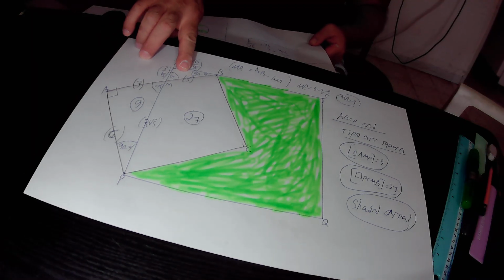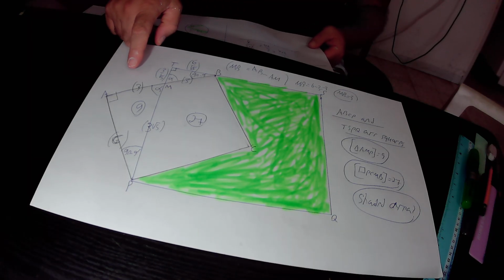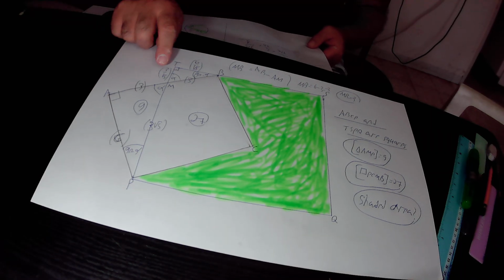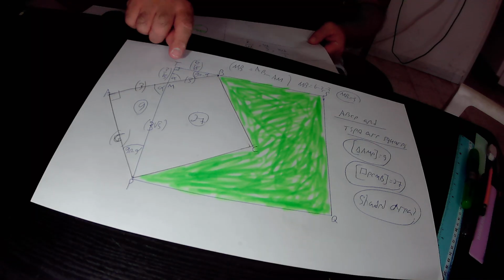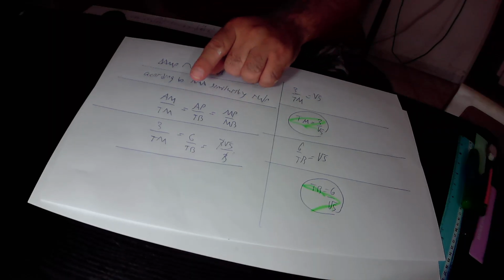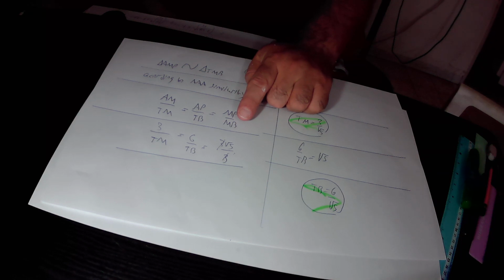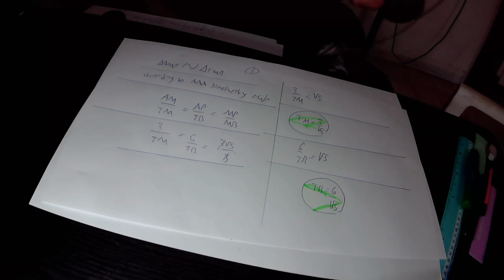MB, what is the length of MB? MB is AB, that is 6, because it is one side of square ABCP, minus AM, that is 3. 6 minus 3 is 3, so MB equals 3. So in total, we found that 3 over TM equals 6 over TB, and it equals 3 times the square root of 5 over 3. We have 3 in the numerator and 3 in the denominator, so the 3 gets cancelled, and we are left with only the square root of 5.